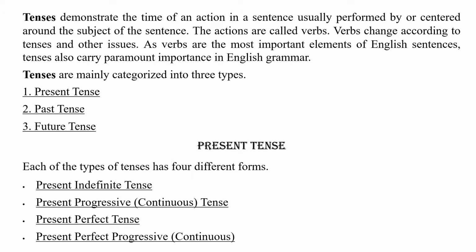Present tense. Each of the types of tenses has four different forms: present indefinite tense or simple present, present progressive or present continuous tense, present perfect tense, and present perfect progressive or present perfect continuous tense.